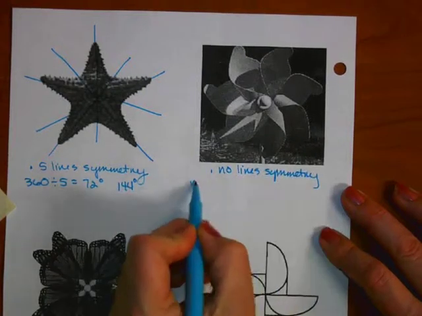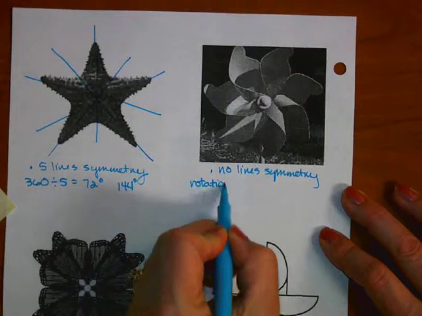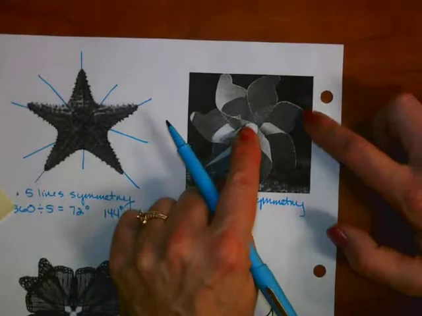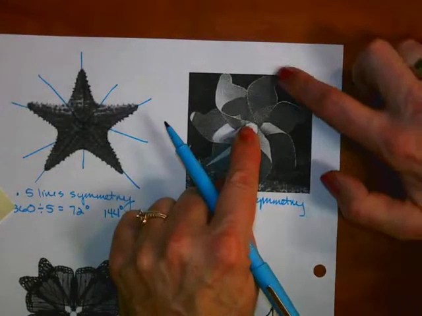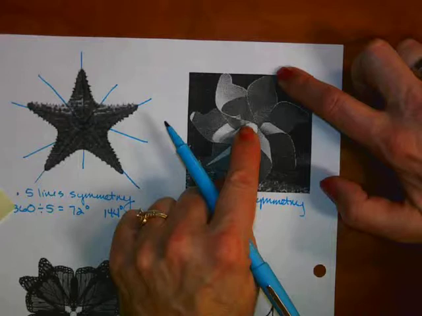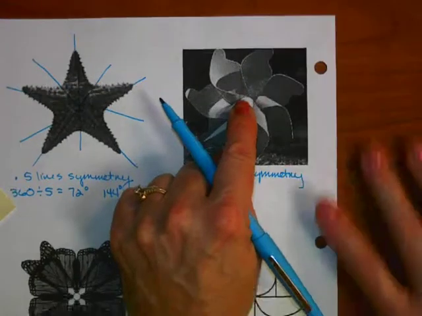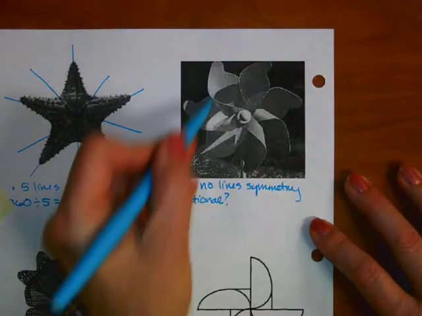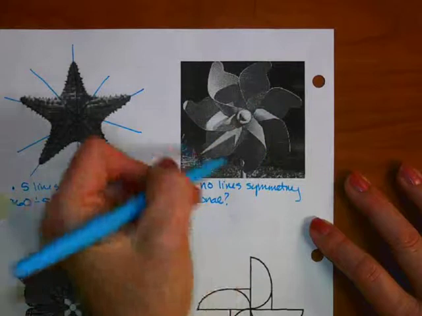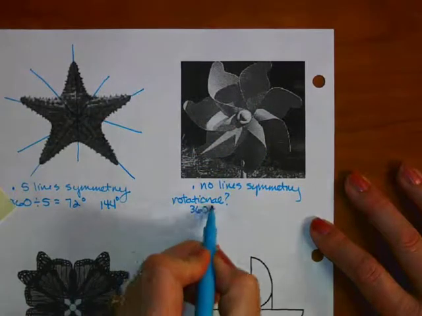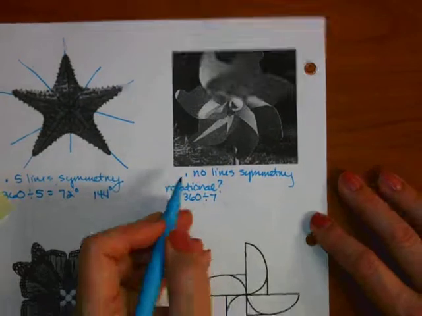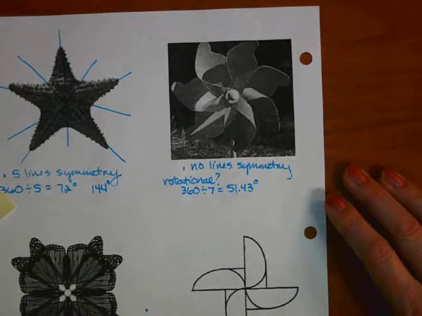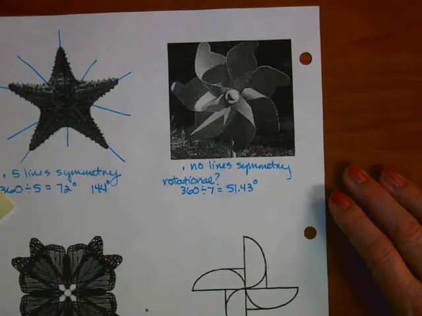How about rotational? Say we start with this one right here. Can we rotate it on top of that one, and then we would have rotational symmetry, wouldn't we? Yes. And so how would I figure out that degree measure? 360 divided by 7, because there's 7 of these, petals? It actually is a long fraction, so I just rounded. 51.43 degrees is one of the angles of rotation.